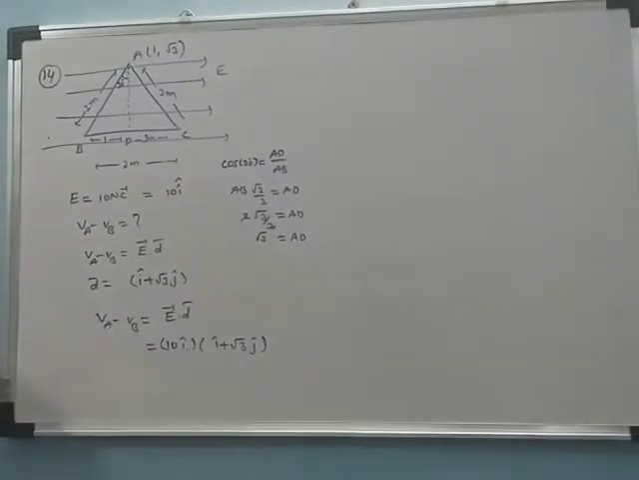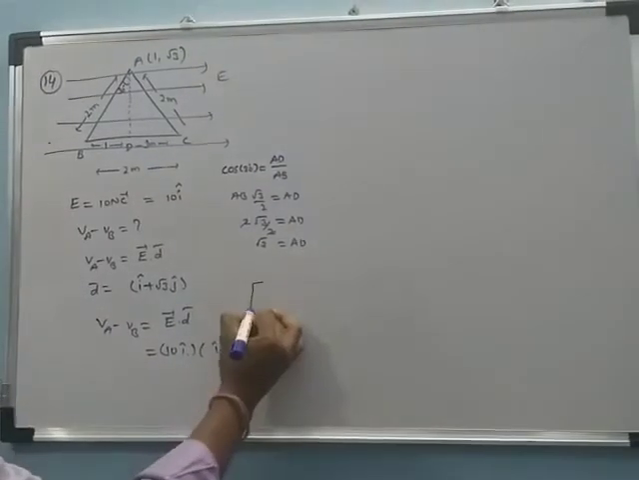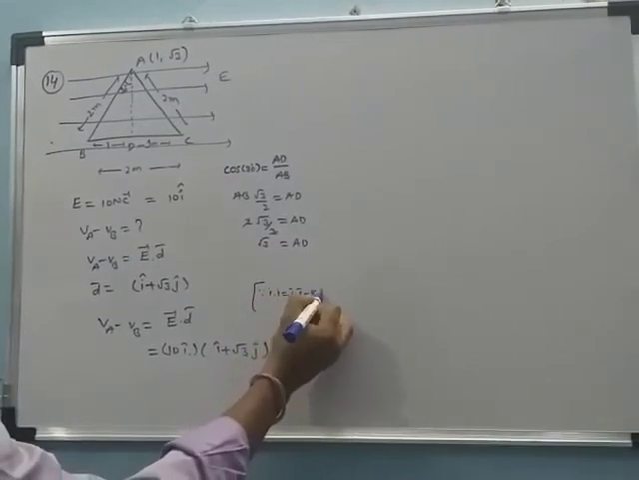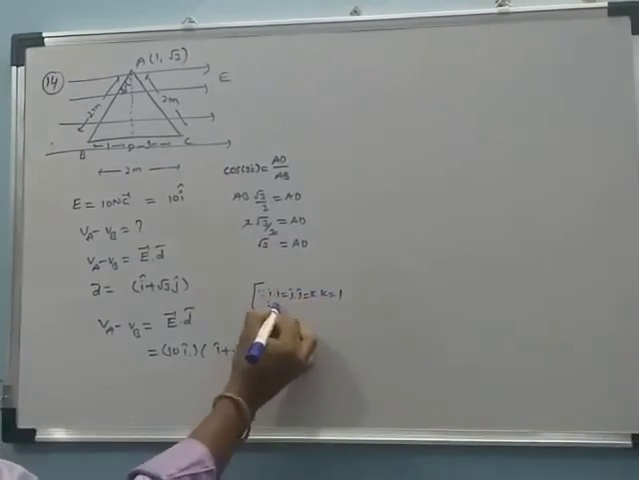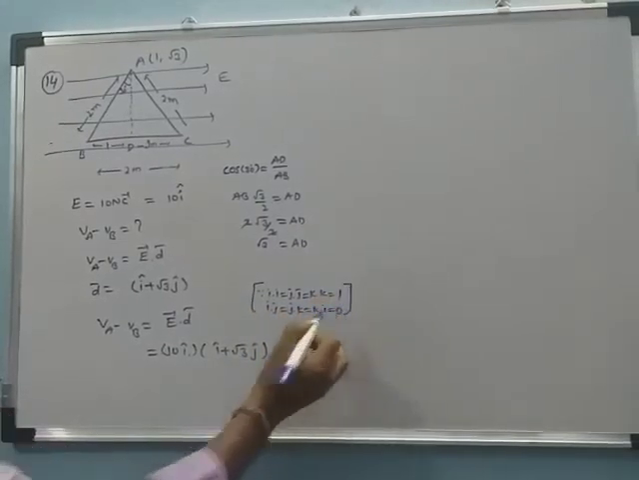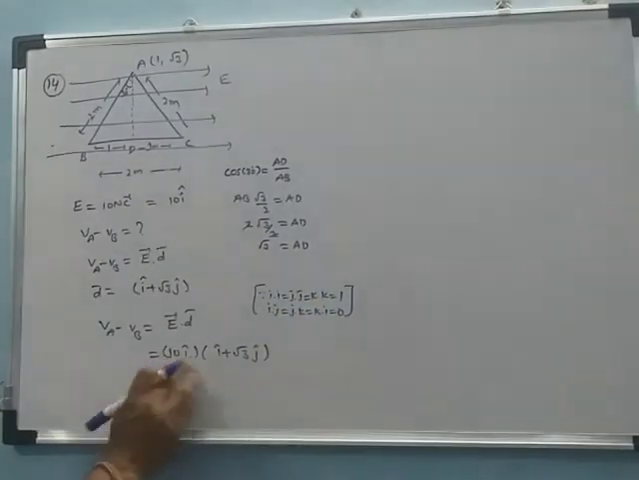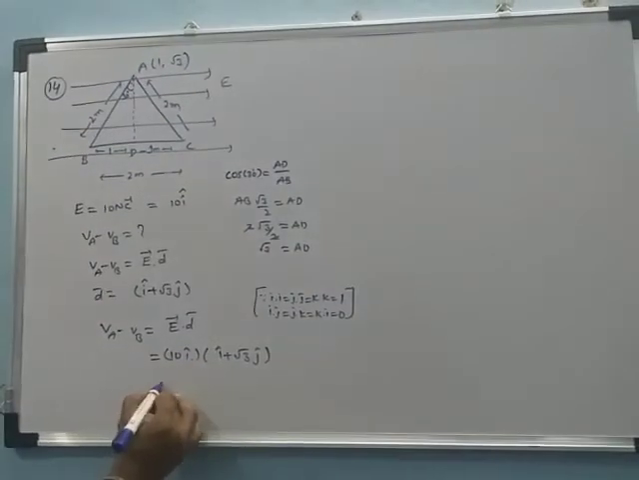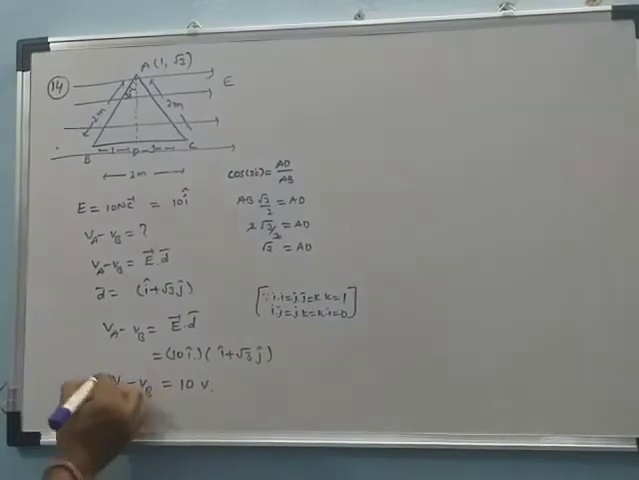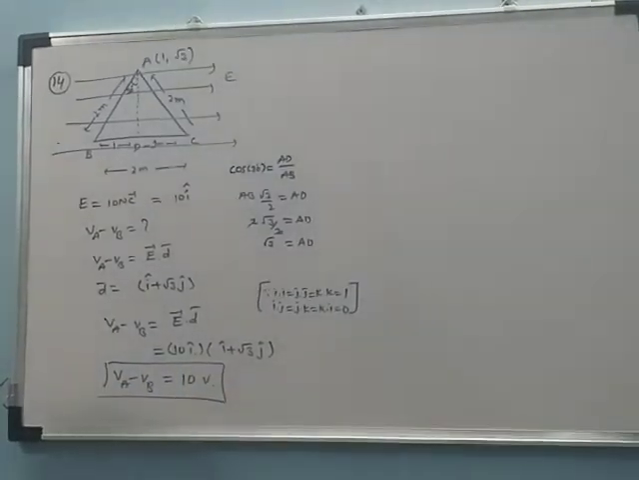We can apply the dot product. In the dot product, the principle is i dot i is equal to j dot j is equal to k dot k is equal to 1. The remaining terms, i dot j, j dot k and k dot i, are equal to 0. That means i dot i is 1, so only 10 volts remains. So this is VA minus VB, the potential difference.